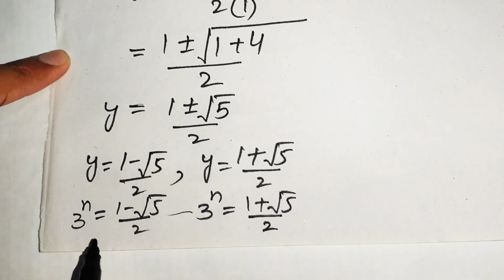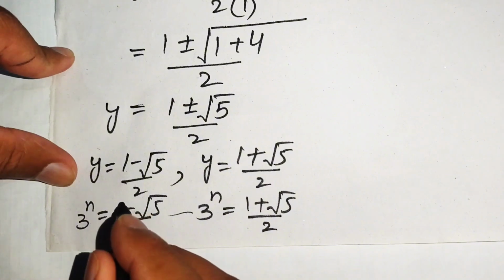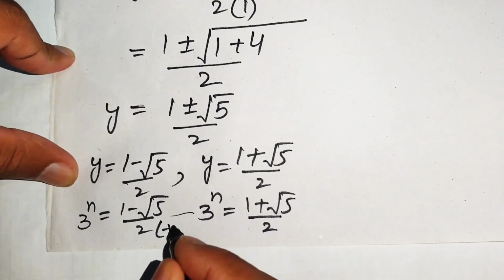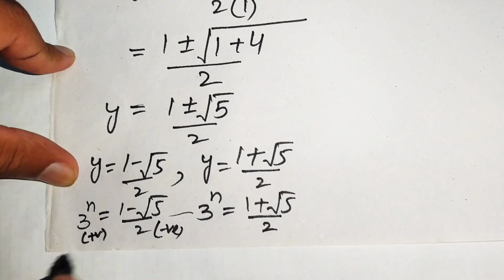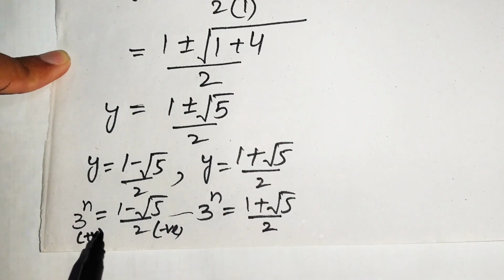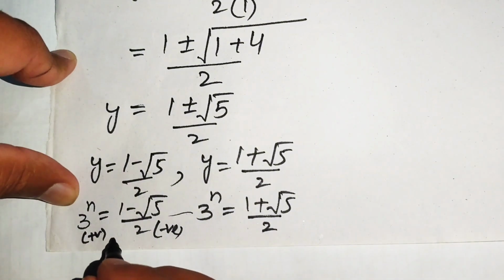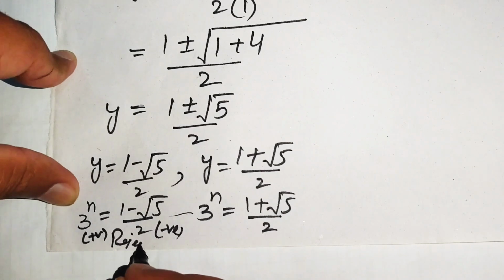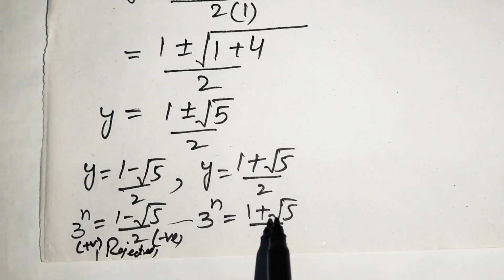So first we focus on this case, and in this case we know that this expression gives us a negative value, but this is an exponential function, it gives us a positive value. So it cannot be possible for an exponential function to equal some negative value, because an exponential function always gives us a positive value. So we reject this case, and we can just proceed with this case only.